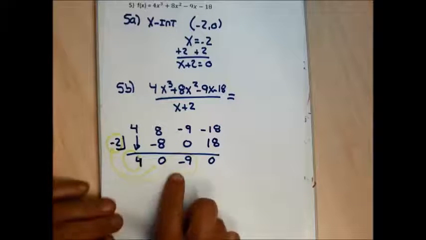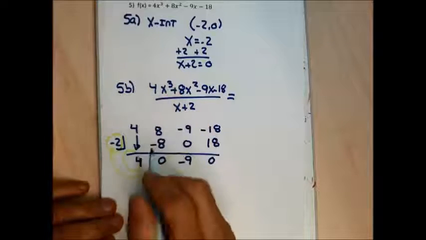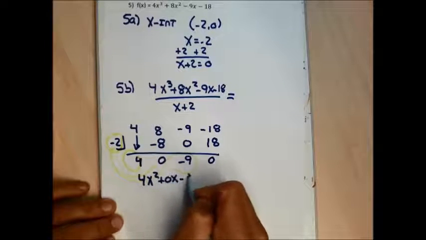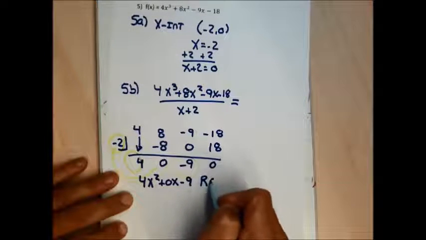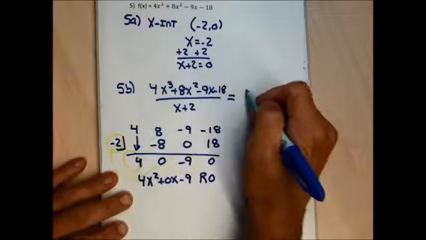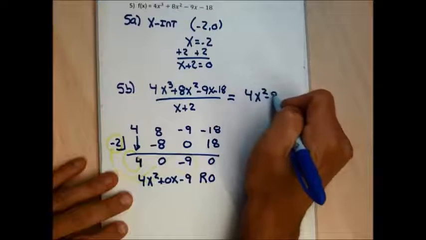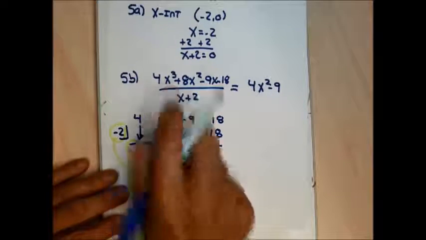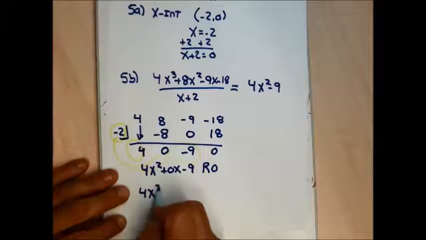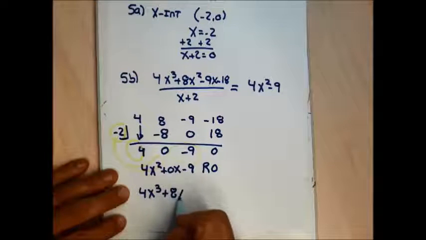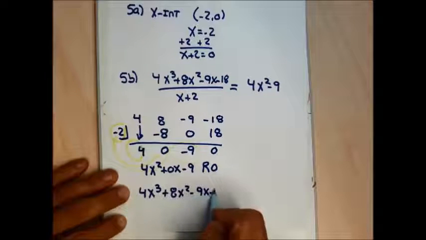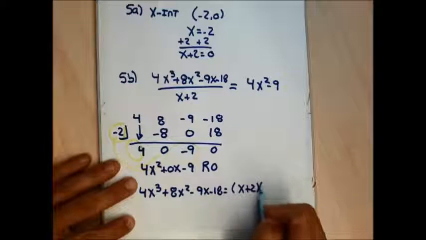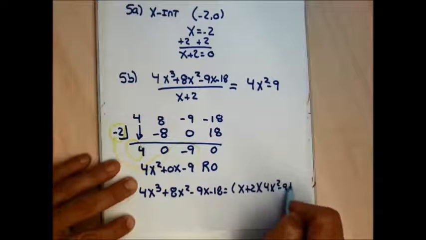I start filling x's in, one exponent lower than the original problem, so I'm going to put a 4x squared plus 0x to the first minus 9, remainder of 0. The answer to my division problem is just 4x squared minus 9. And what that tells me is that the denominator times the answer equals the numerator. So the numerator, 4x cubed plus 8x squared minus 9x minus 18 equals the denominator, x plus 2, times the answer, 4x squared minus 9.